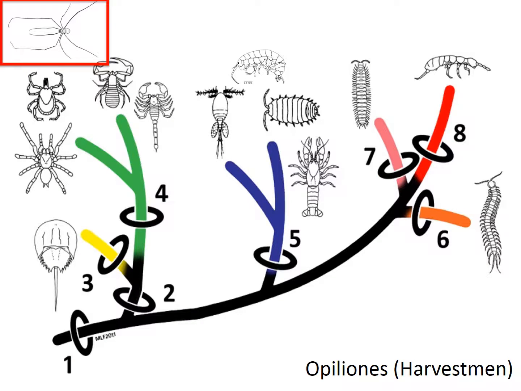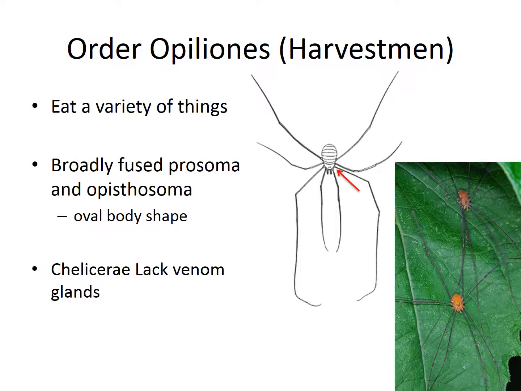The second group that we're going to talk about, that may be a little less familiar to some people, is the group Opiliones, or harvestmen. The order Opiliones, or harvestmen, sometimes referred to as daddy longlegs by some people, are a rather diverse group of arachnids. They eat a variety of different things, ranging from members of this group that are predators, to scavengers, to fungivores, things that eat fungus.